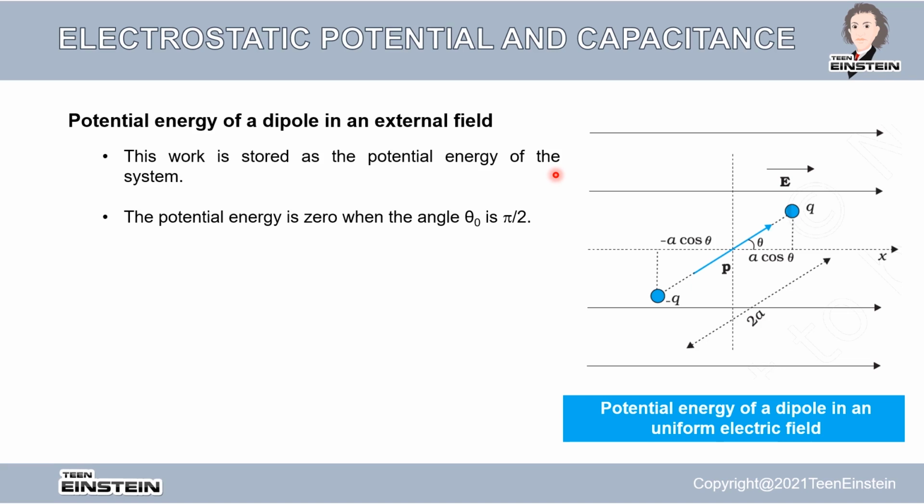If you rotate this dipole by giving an external torque, this work done is stored as potential energy of the system. So the potential energy is 0 when the angle theta 0 is pi by 2. In the previous equation, we have cos theta 0 minus cos theta 1, and if theta 0 is pi by 2, then cos pi by 2 is 0, and you have minus PE cos theta. Minus PE cos theta is nothing but minus P dot E. So U as a function of theta is equal to minus P dot E. It depends on the magnitude of the dipole moment, the magnitude of the electric field, and the angle between them, so the dot product of these two.